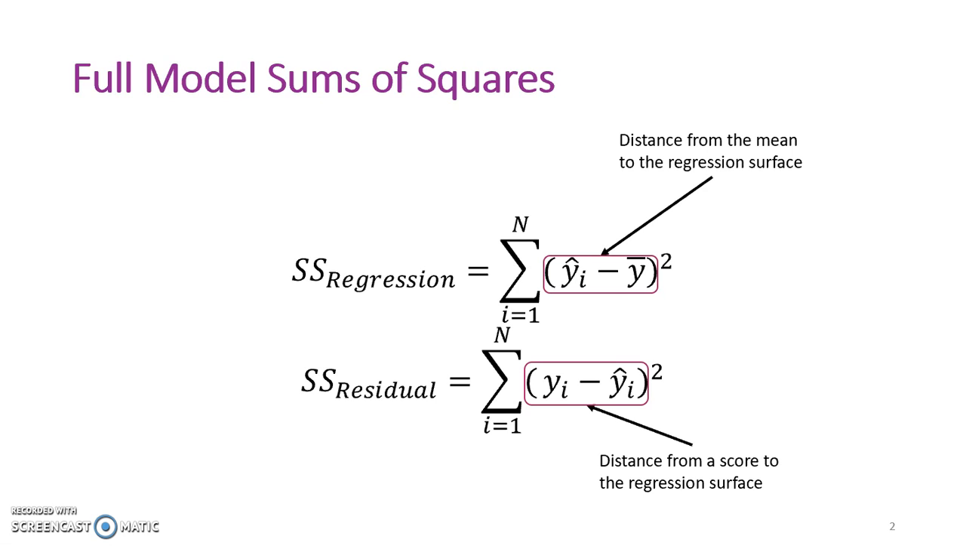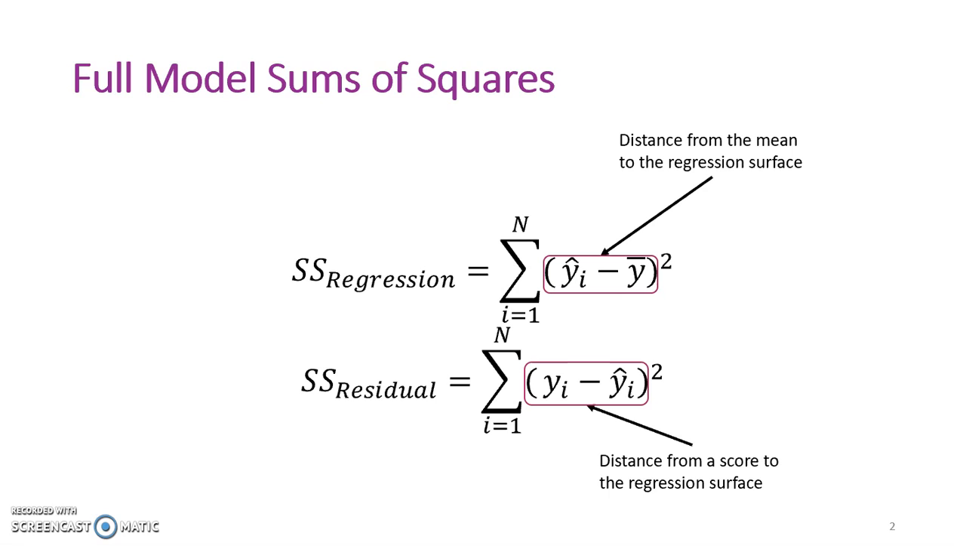So these are actually reflected in the full model sums of squares that we get in the ANOVA table from the SPSS output. So the sums of squares regression is essentially the squared distance, the total squared distance from the mean to the regression surface. It's the sum of all of those. The sum of squared residuals is the distance from any given score to the regression surface. And it's the sum of these squared scores. So those are essentially represented in these sums of squares.